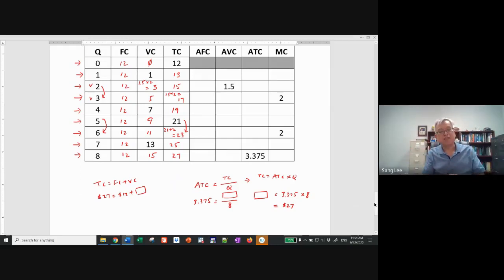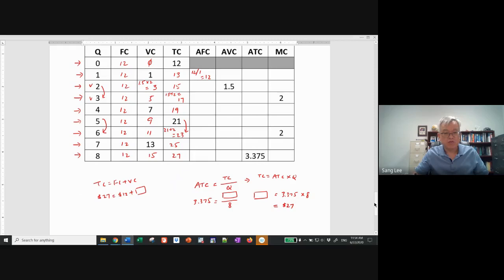So now we completed what? The first half of the table. Now we do know, at each individual output level, the fixed cost, variable cost, and the total cost. But the rest is straightforward. So first, average fixed cost: fixed cost 12 divided by quantity. So 12 divided by 1 is 12.